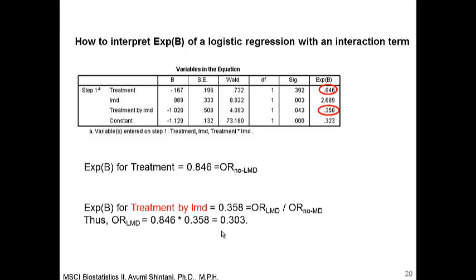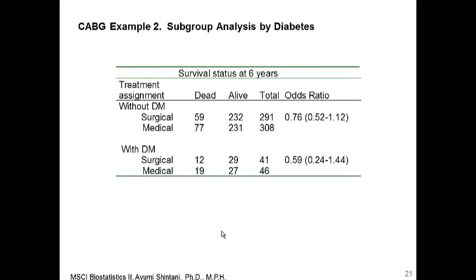So if you conduct interaction analysis, you don't really have to do subgroup analysis, because this one big model can let you compute the LMD-specific effect of treatment. Okay, let's move on to the next example. In this example, we use the same data set, but instead of using LMD, we use a variable for diabetes, whether a patient had diabetes at baseline. And we want to see whether diabetes is a potential confounder or potential effect modifier.